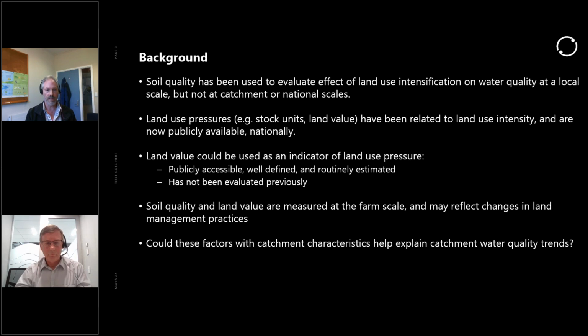Particularly, we were interested in land value, and we wondered if it could be used as an indicator or proxy of land use pressure. So we wanted to investigate that. It's publicly accessible, it's well defined, and it's routinely estimated. So think of your rates bill there. And it hasn't been previously looked at in terms of environmental work, such as we're doing in this project. Soil and land value are measured at farm scale, and so they may also reflect changes in management practices. So we wondered if these factors, with catchment and climate characteristics, could help explain catchment water quality trends.